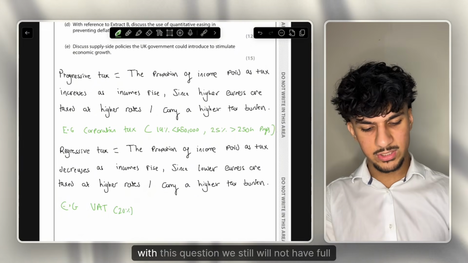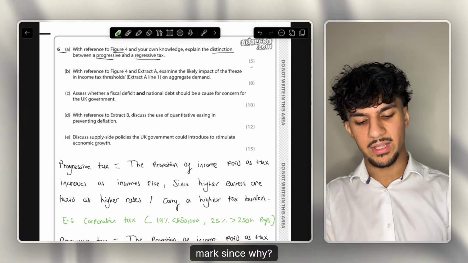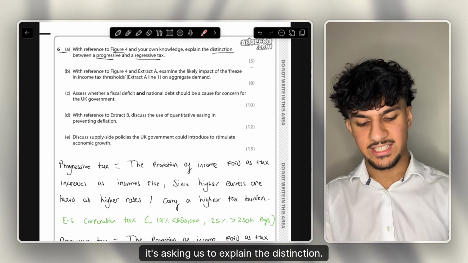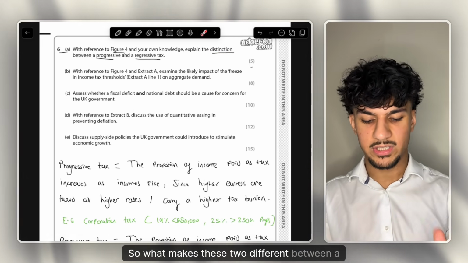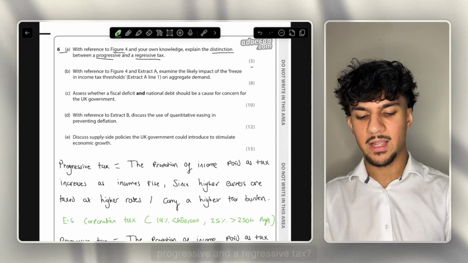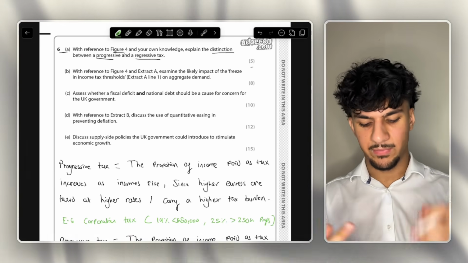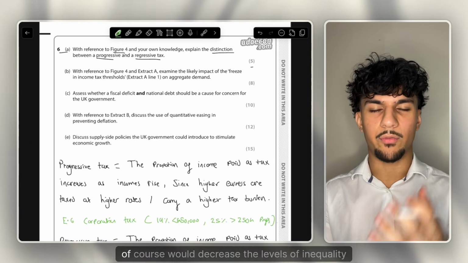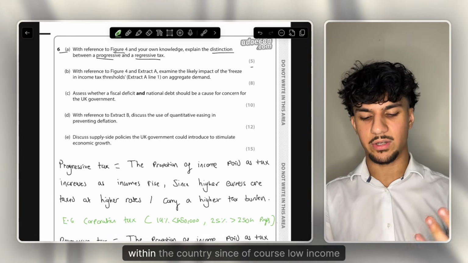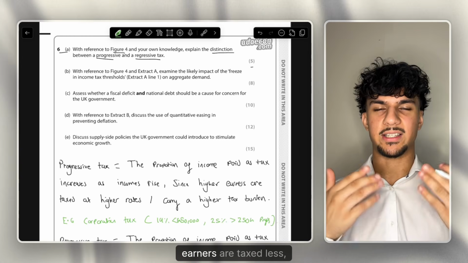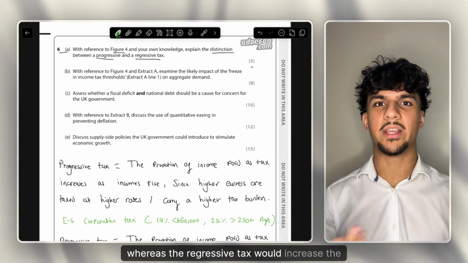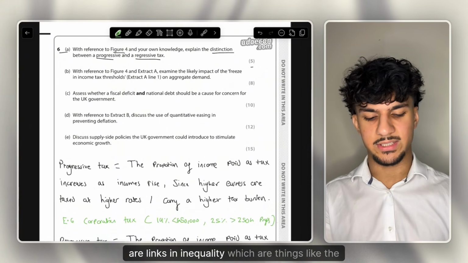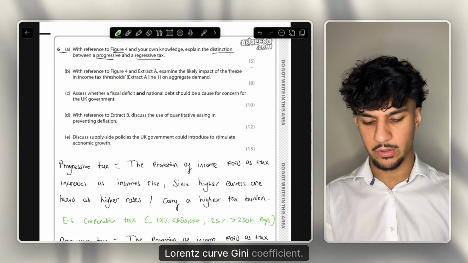But anyway, with this question, we still would not have full marks. Since why? The question is not just asking us to define, it's asking us to explain the distinction. So what makes these two different between a progressive and a regressive tax? I think a really good way to distinguish them is, of course, the biggest link, inequality. So you can talk about how a progressive tax system would decrease the levels of inequality within the country, since low income earners are taxed less, whereas a regressive tax would increase the levels of income inequality. And of course you can link it to things like the Lorenz curve and the Gini coefficient.